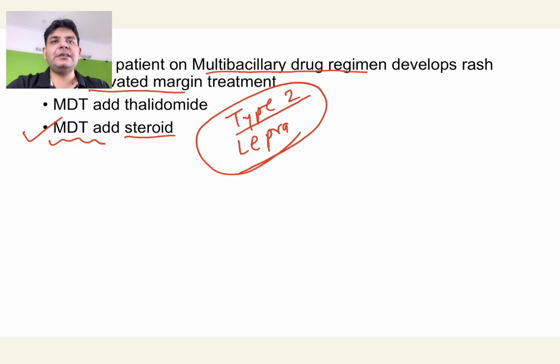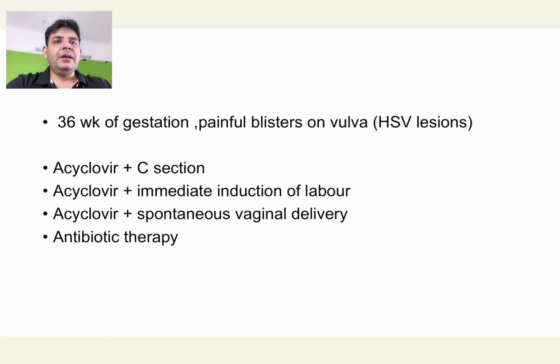The drug, that is a steroid. Now I suppose this was there, the 36 weeks of gestation, painful blisters in the vulva, that is I suppose HSV lesions, and these were the options. So obviously you will go for acyclovir along with the cesarean section as per me. Other versions can also come, and let's see what all versions they come.